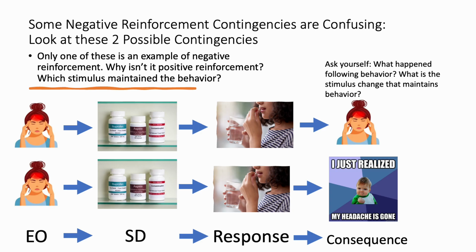All right, so now let's look at a different example and let's talk about why it's negative reinforcement. Let's say that you have a headache and you see medicine and you're like, okay, I'm going to take medicine to take away my headache. So you take medicine and your headache goes away. Well, this is an example of negative reinforcement because the headache is being removed. If we look at the aversive stimulus that was present, or our EO, there was a person that had a headache. That's the aversive stimulus. And after taking the medicine, after our behavior, the headache is removed.